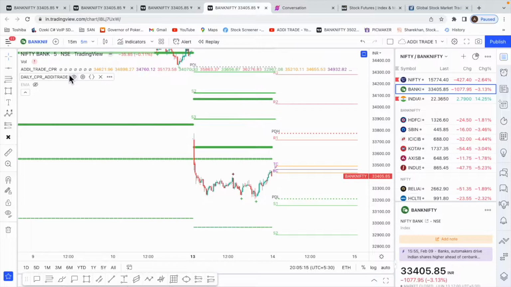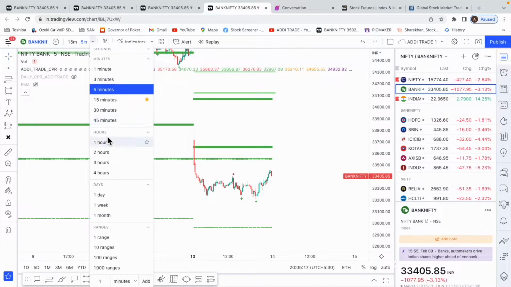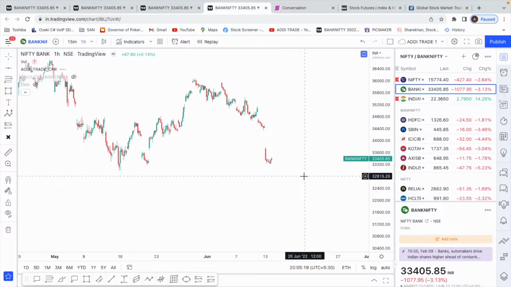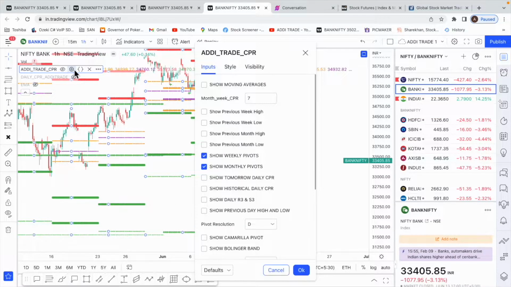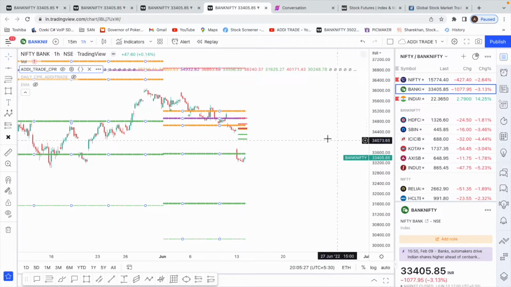Now I'm just going to an hourly chart because I need to show one more thing about the monthly CPR. Let's keep only the monthly CPR and remove everything else. See, the star lines that you see are the monthly CPR, right?